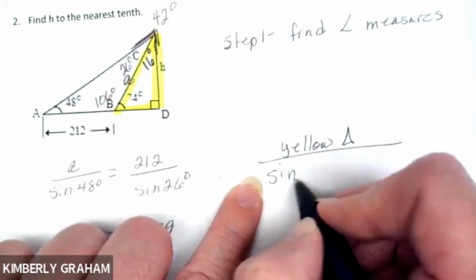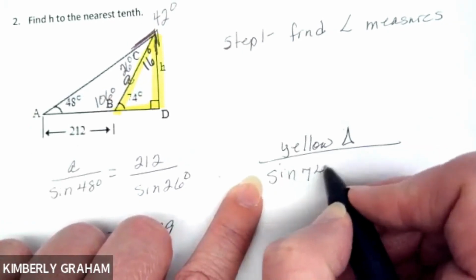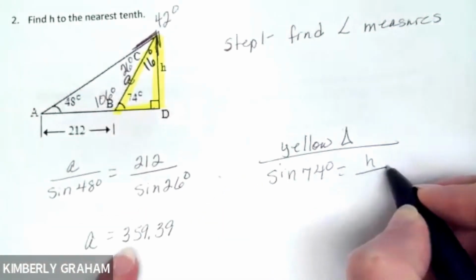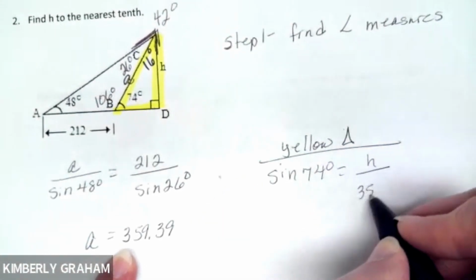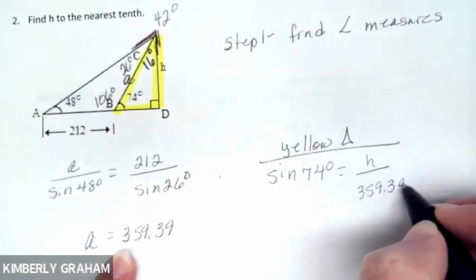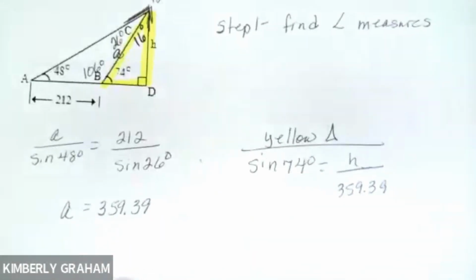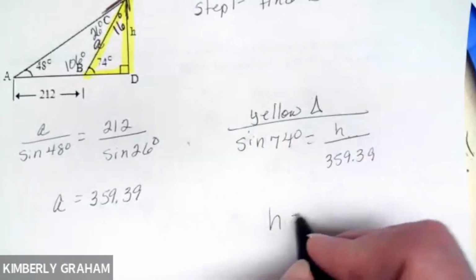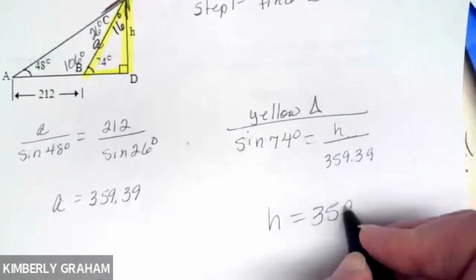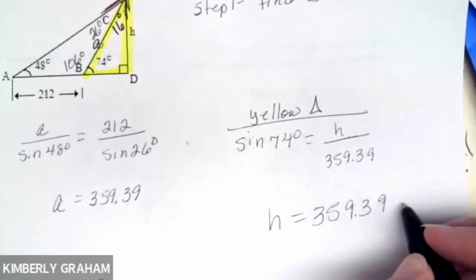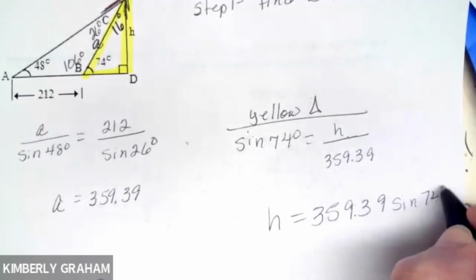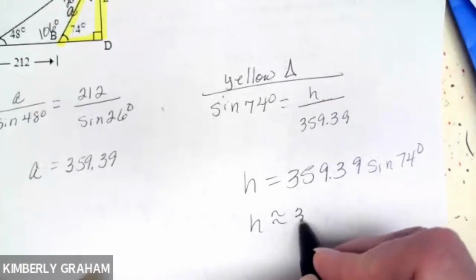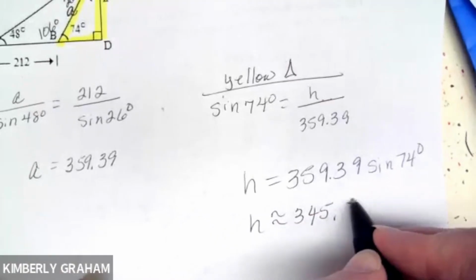I know that the sine of 74 degrees is opposite over hypotenuse, so h over 359. So in order to solve that, I multiply 359 times the sine of 74, and I get that height to be approximately 345.5.